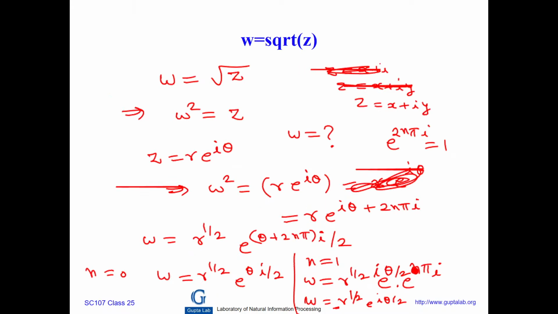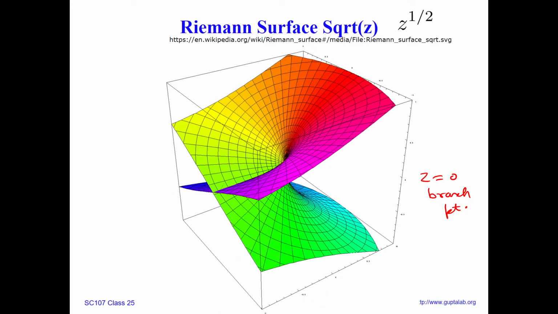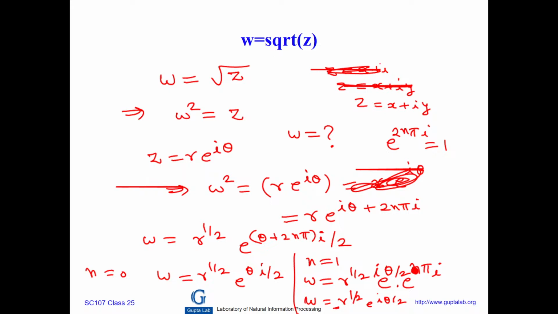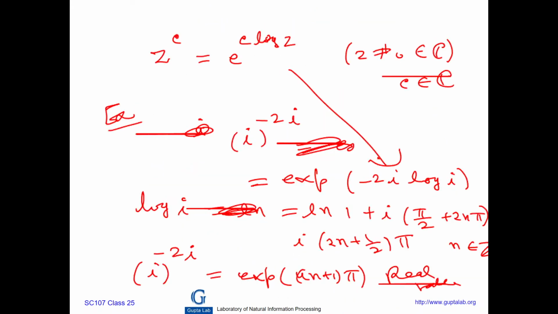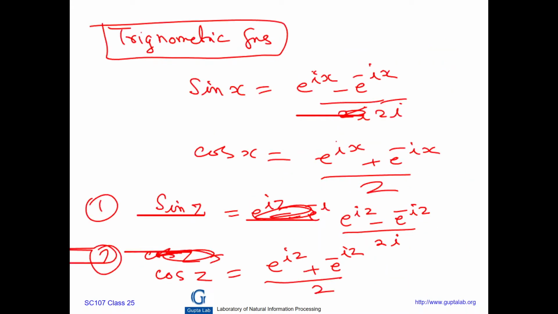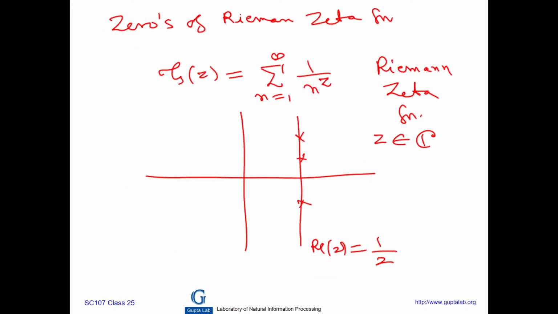Square root of z, right? There are two branches. You saw that, right? The origin is a branch point here also. All branch points are singular points. Branch points are points which are common to all surfaces, all branches. Then we talked about trigonometric functions and so on and so forth.